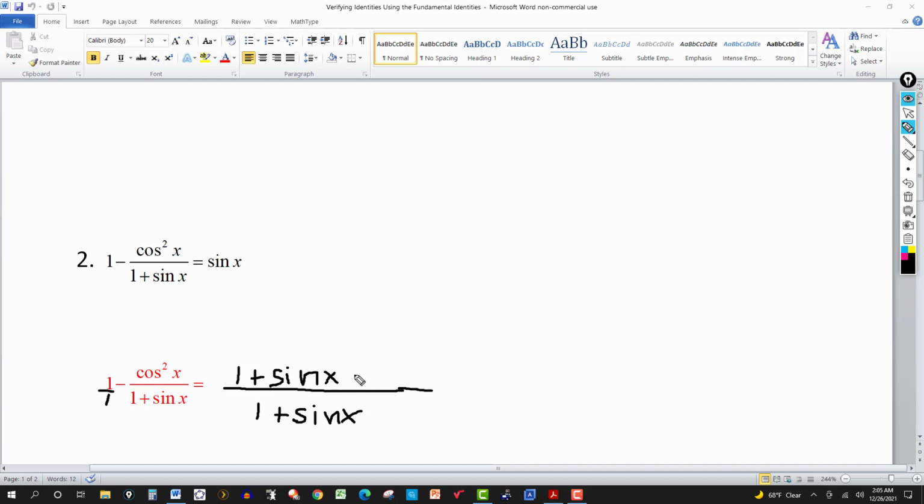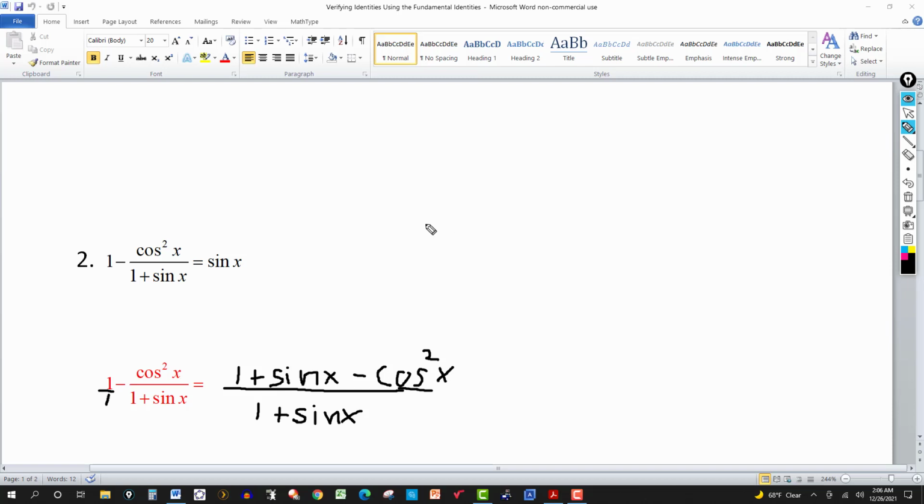And that's going to be minus cosine squared x. So my objective again is to get the sine of x. So I don't need a cosine squared. Got a sine of x there.